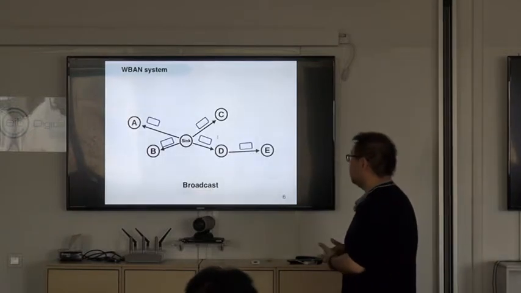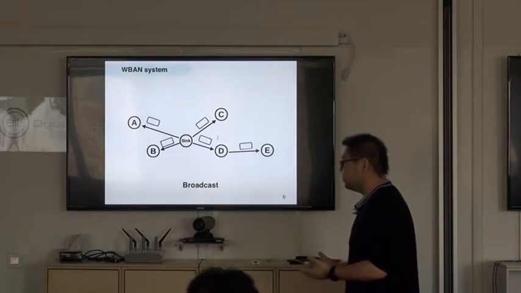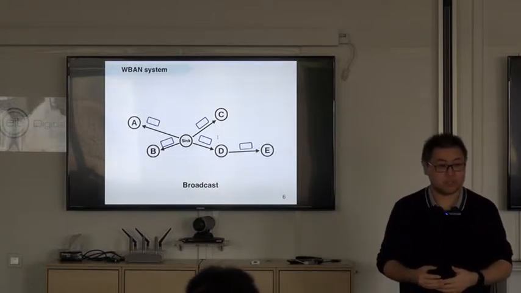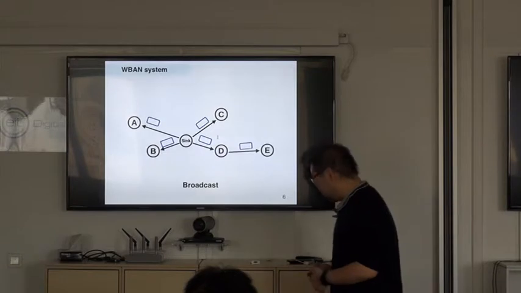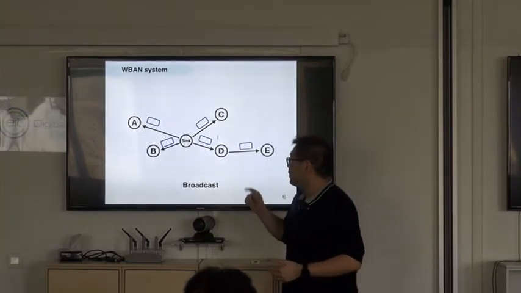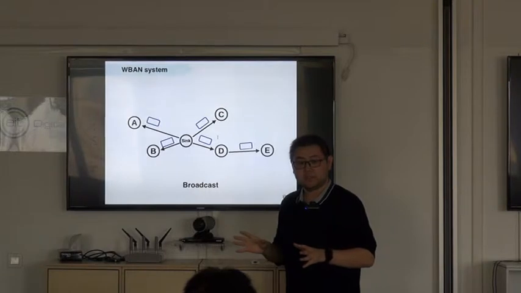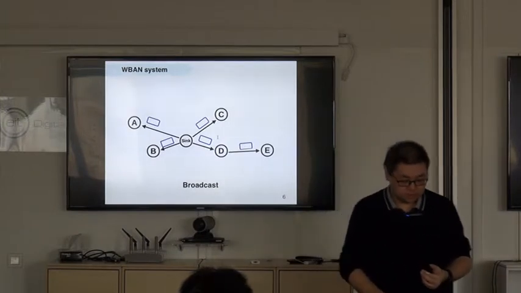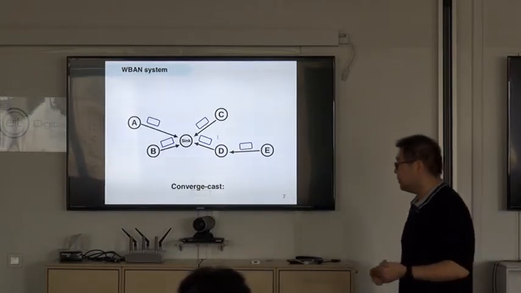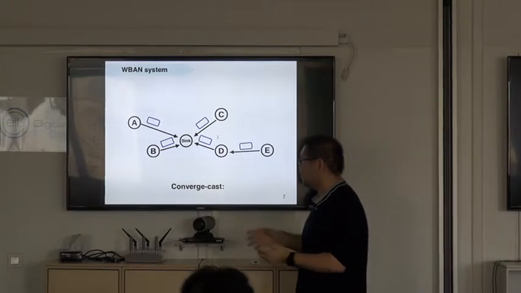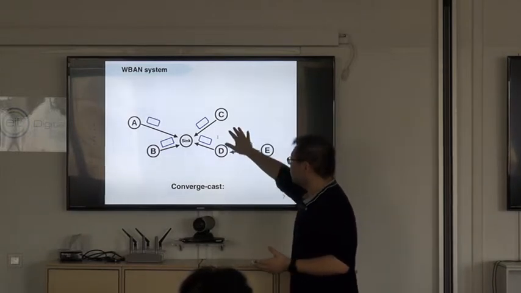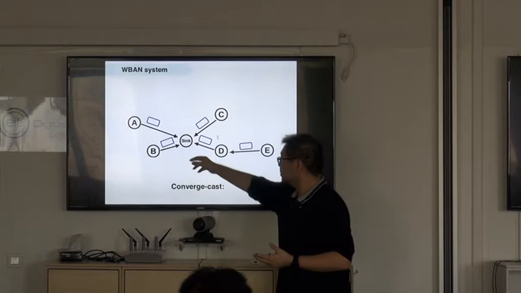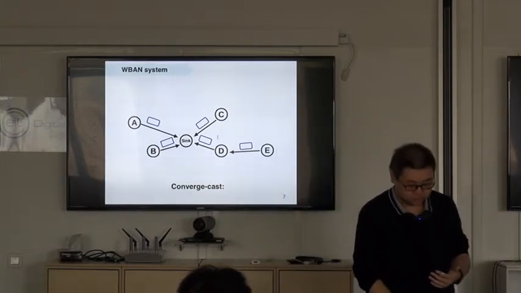So talking about the intra-WBAN communication, there are two basic working modes in this WBAN system. The first is broadcast. The idea is we have a sink node here. It will broadcast a message; it wants to send a message to everyone in the network. And the second one is convergecast. It's the other way around. Every single sensor node will collect data and send the data to the sink. That's the difference between these two kinds of communication.